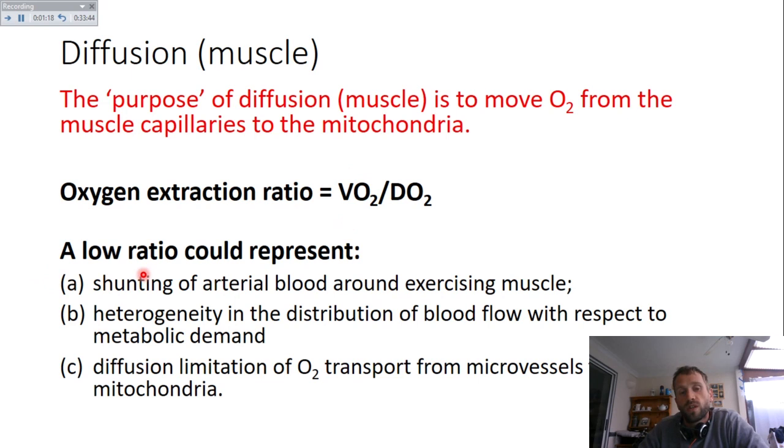Now, that's not the only thing. There are other factors that can influence the oxygen extraction ratio, which I've just put in here. I'm not going to get into those now. I just wanted to highlight them there so that you have them. So there are several factors that can change this number, one of which is a diffusion limitation at the muscle.